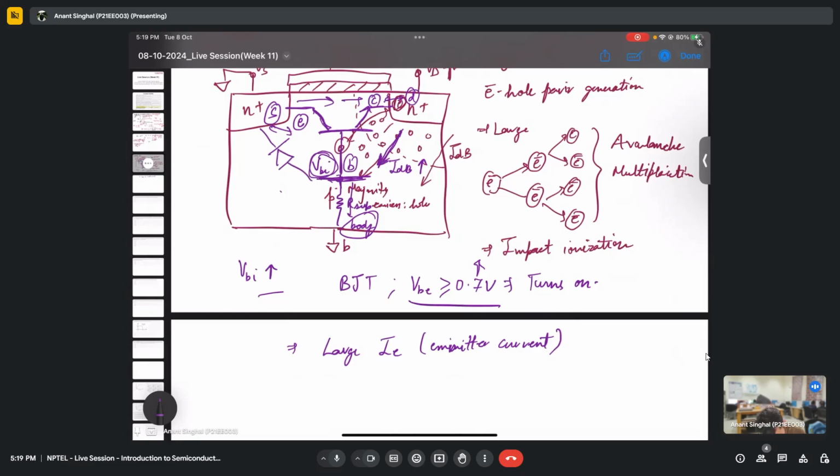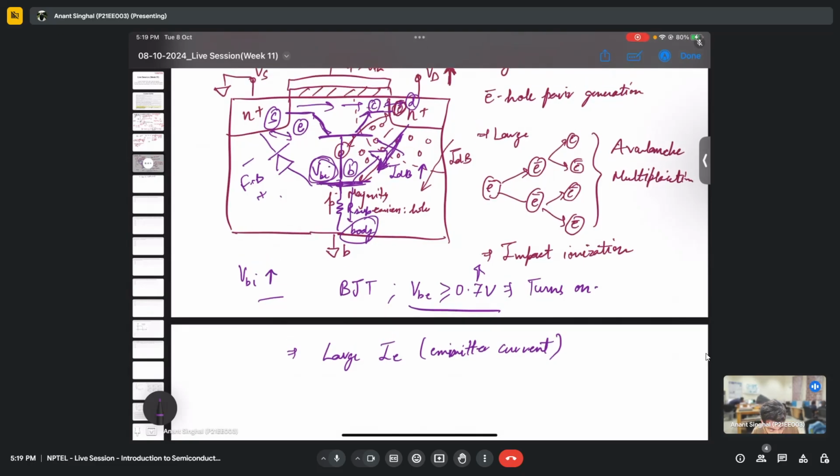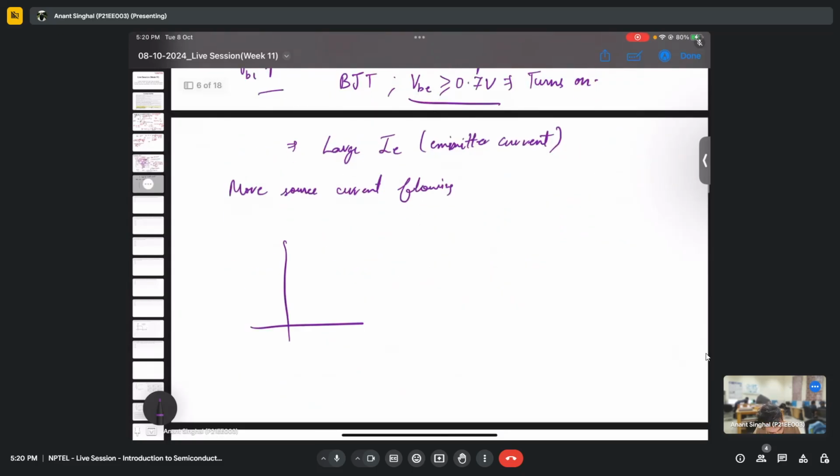A BJT is nothing but two diodes. So let's say I'm drawing this. These two diodes are the BJT, and once this diode becomes forward biased, we have a large source current flowing, and you can see we already had a channel, now we have more source current flowing. So what I'm now trying to say is, if I plot VD with respect to this IDS, which is the channel current, in saturation we know it went like this.